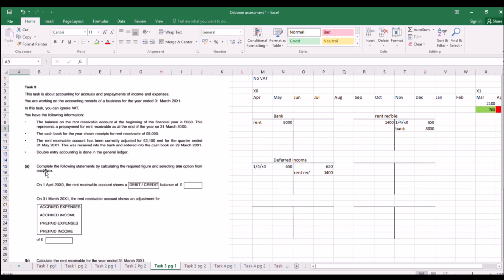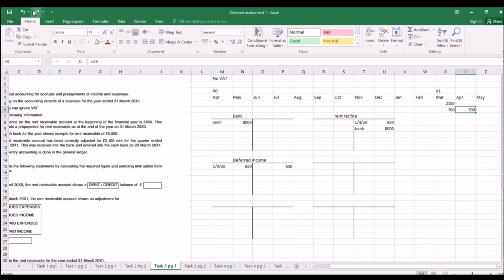Anything else? Nope. Right, let's start answering some questions then. Complete the following statements by calculating and selecting one of the options. So on the 1st of April, the rent receivable account shows A. So let's delete out these here. On the 1st of April, this is how our general ledger would look. We went debit deferred income 650, credit rent receivable 650. So it's going to be a credit of 650.